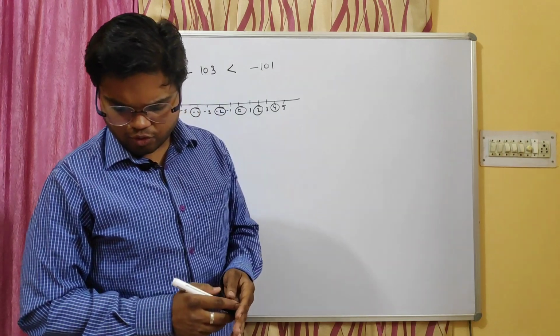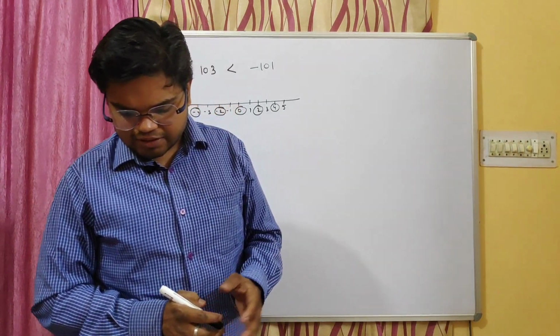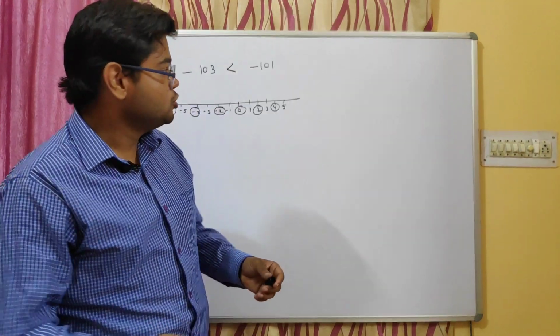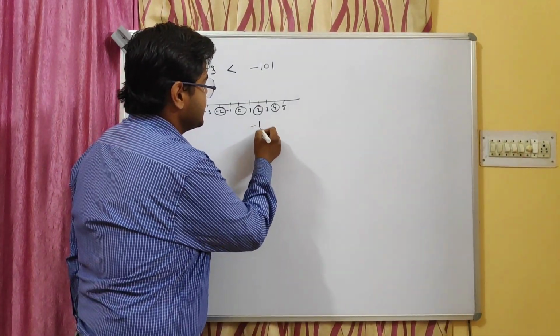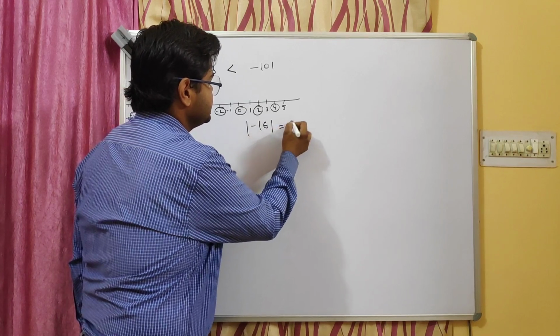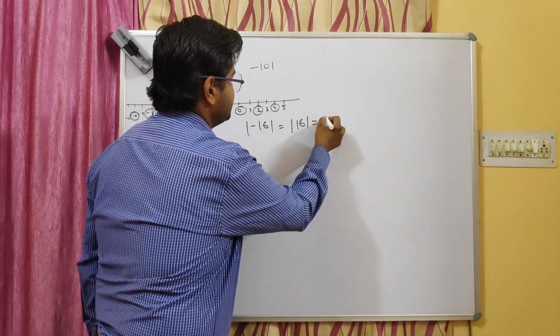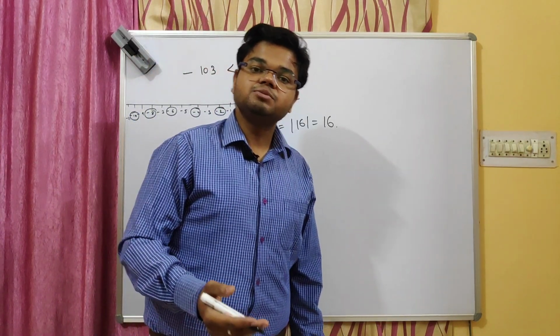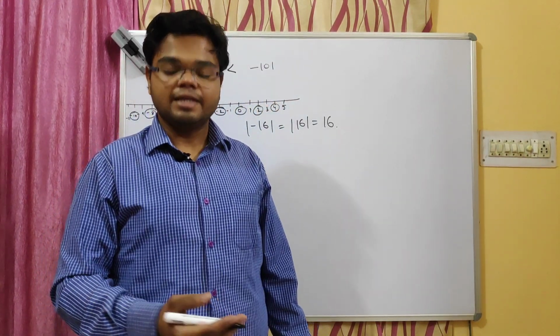You will be doing this in your textbook only. The value of minus 16 and 16 is the same. So children, absolute value, as I have told you earlier, absolute value of minus 16 is equal to the absolute value of 16. Then what was the absolute value? The distance between the 0 and that number.